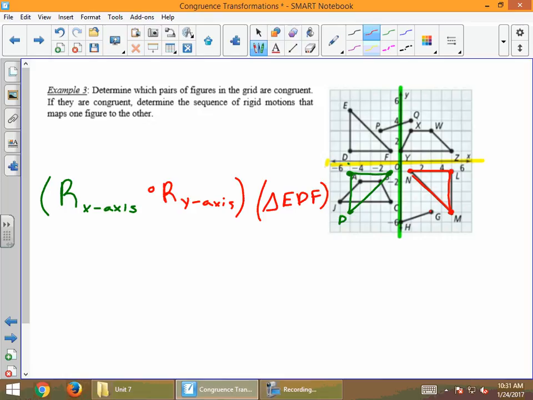Why wouldn't y equals x work? If you look at that line, y equals x, it works for one point. If you look at F, it's 1, 2, 1, 2. But if you look at D, it's 1, 2, 3, 4, 5, 6. So it doesn't necessarily match up. I thought D would match up with L.